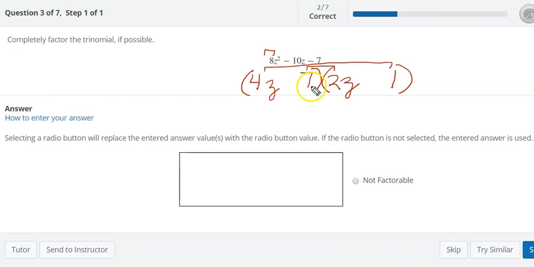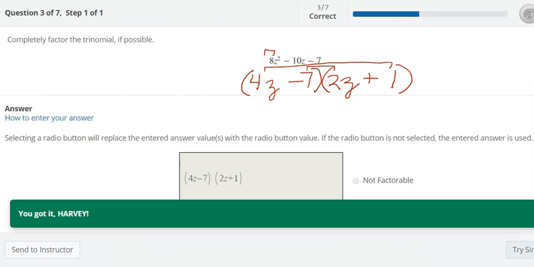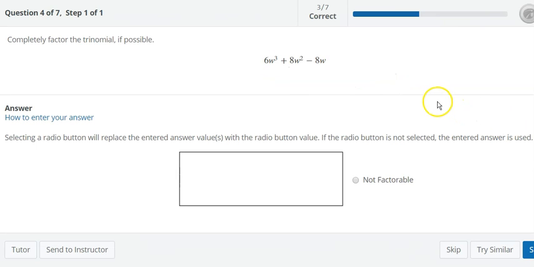Now I just have to figure the signs. So I need a negative 10. So this combination, negative 7 times 2, gives me a negative 14. And then my outers, this needs to be a plus. And you FOIL it to check it. And that's the solution. I've put that in the answer box and I check my answer. And I have that right. All right, we'll do one more just to get some practice here.